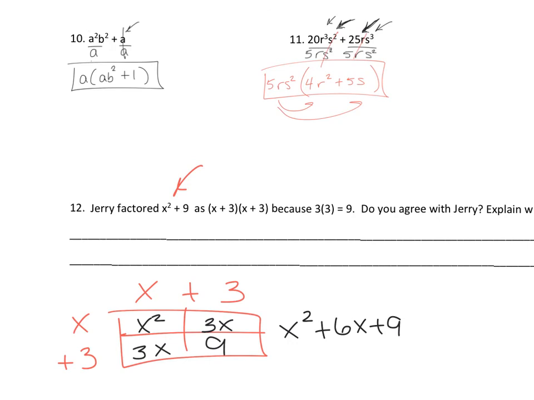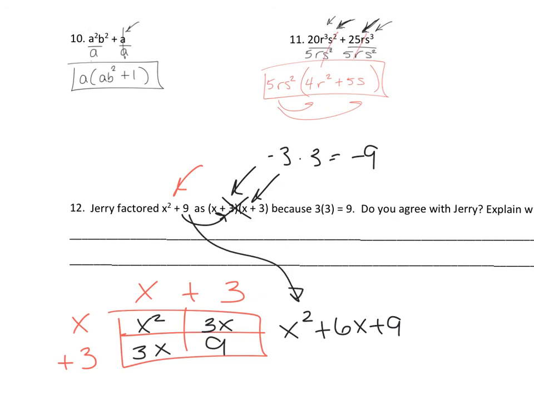The only way something's going to cancel out is if these guys are opposite signs. But you can't have them be opposite, because if it's negative 3 times 3, it's a negative 9. And Jerry doesn't want that. He wants positive 9. So this doesn't factor into this. No, it factors into this.